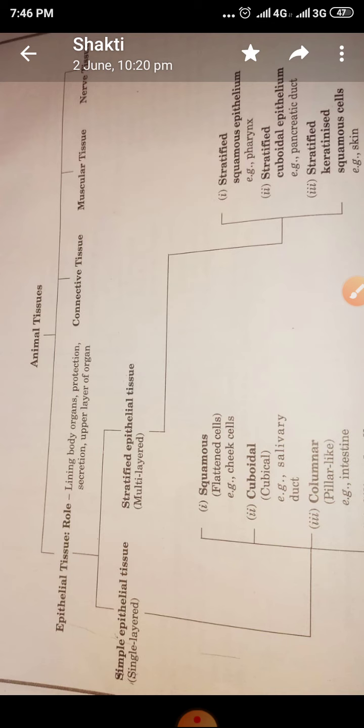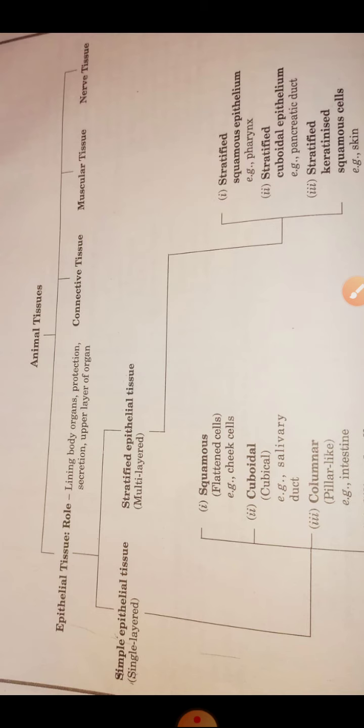Externally or internally both. Then just below the epithelium tissue, there are muscles in our finger that are called muscular tissue. And these two tissues are connected to each other by what is called connective tissue. And these three tissues are controlled by a special tissue that is called nervous tissue.